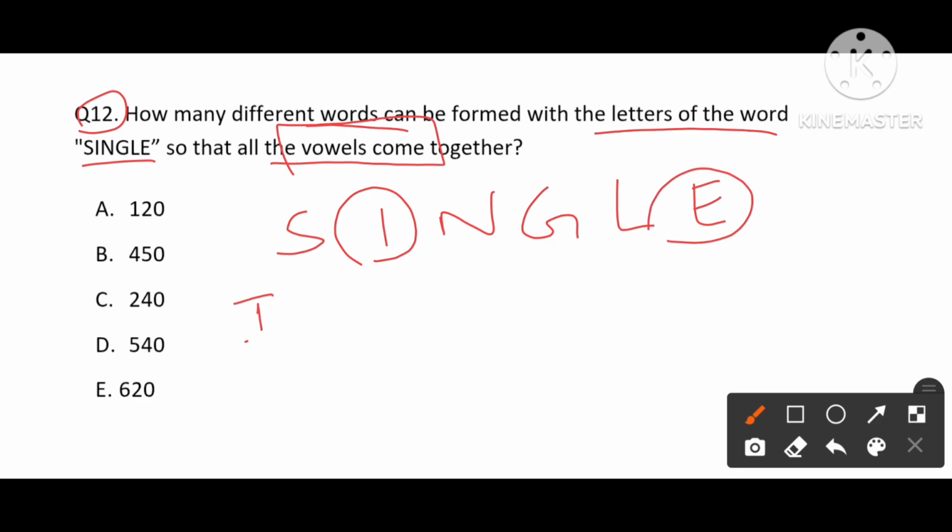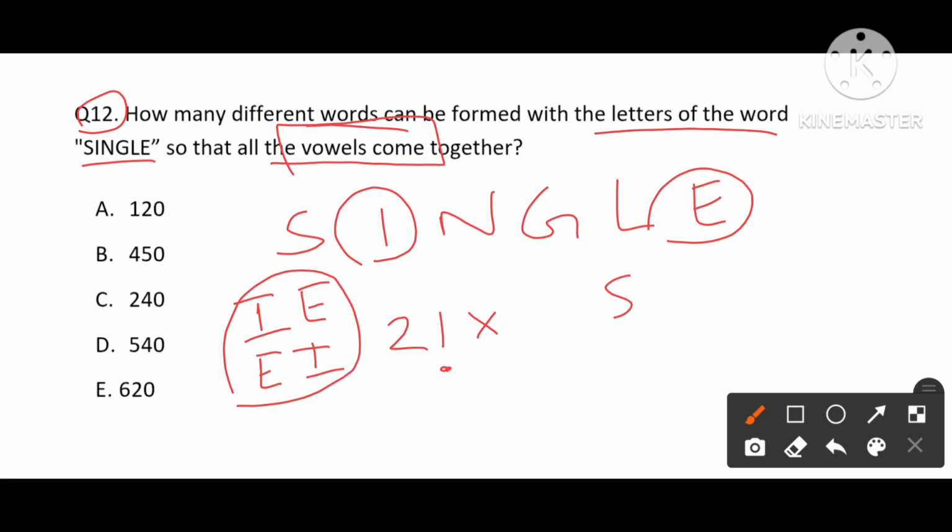Writing I and E together means we get two possibilities, either IE or EI. So we get two possibilities. So the answer will be 2 factorial into the number of places we have to place I and E together. The letters we have left are S, N, G and L. So we can place I and E together here, or here, here, here, or at the last.